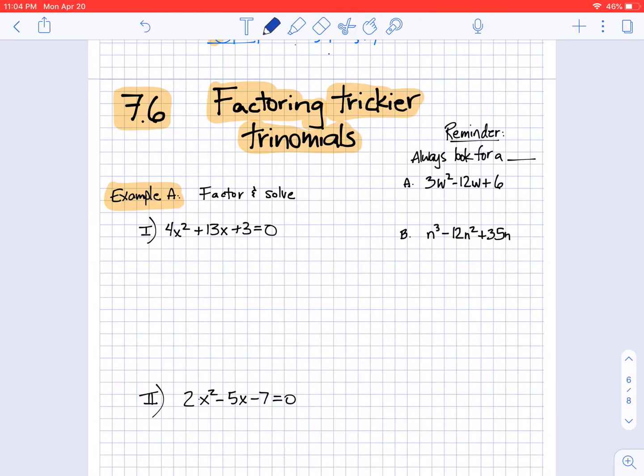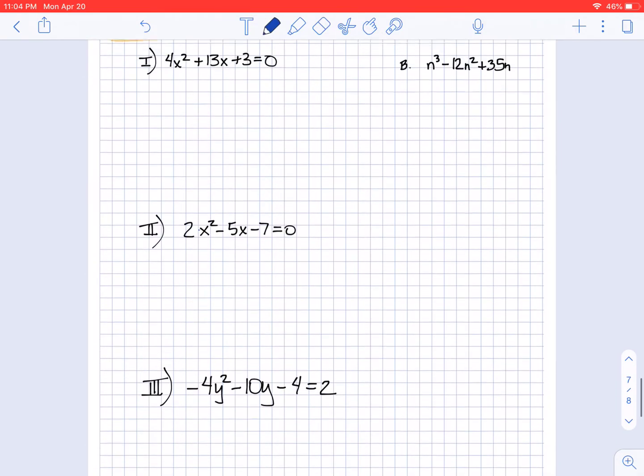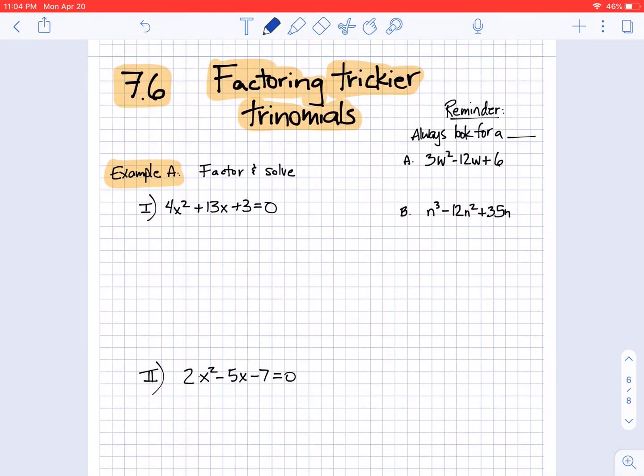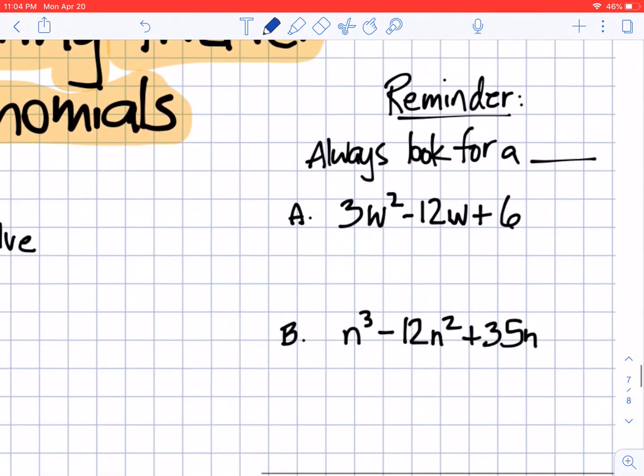Here we go, lesson 7.6. Got 3 examples and a couple reminders. We're looking for a GCF.